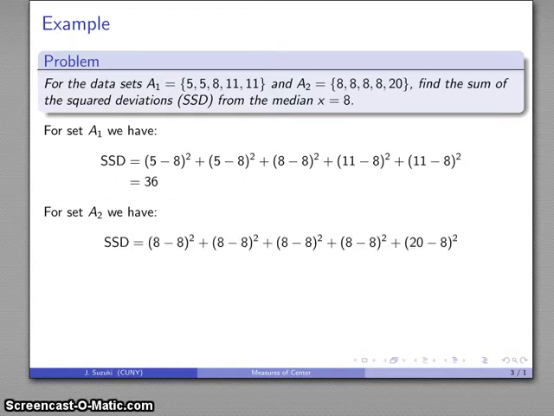For the other set, if I look at the sum of the squared deviations, again, that's going to be 8 minus 8 squared, four times, and 20 minus 8 squared. And so I look at the sum of the squared deviations here, and I get 144. And because the sum of the squared deviations here is significantly greater than the sum of the squared deviations here, in some sense we can view this set as being a little bit more dispersed.